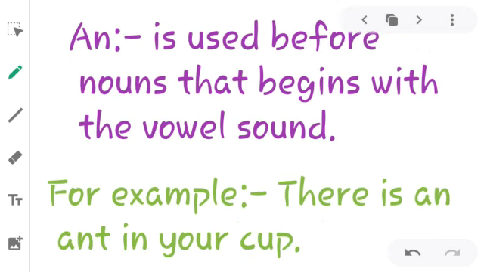In the next example, let's see. There is an aunt. Aunt starts with a vowel, so that's why we use an before it. There is an aunt in your house. Basically, an is used before nouns that begin with a vowel sound.